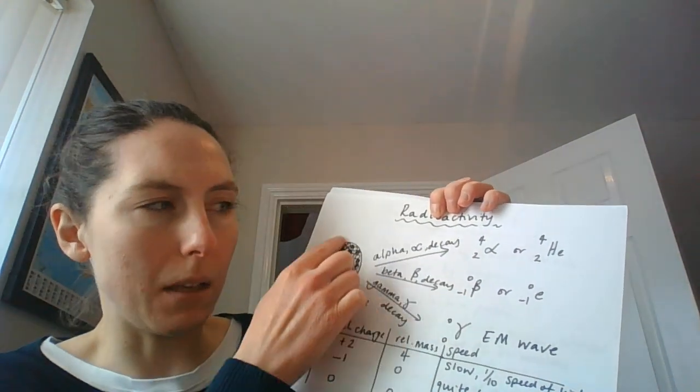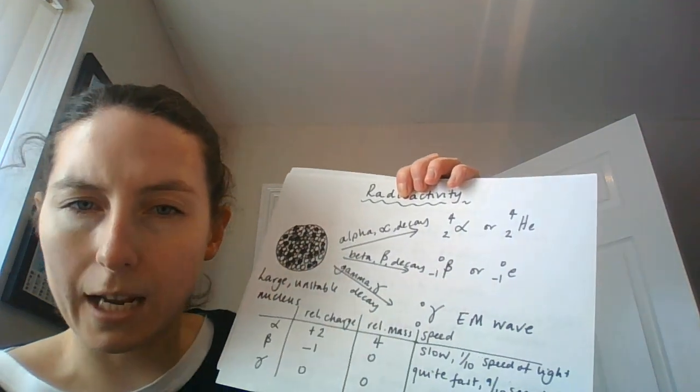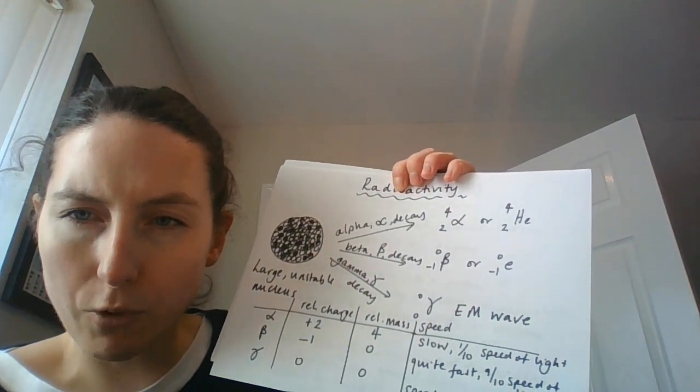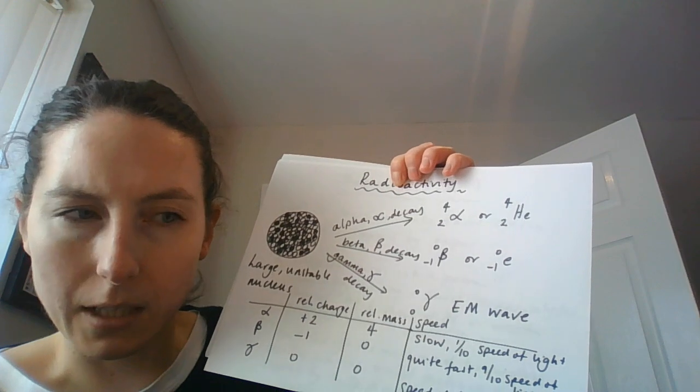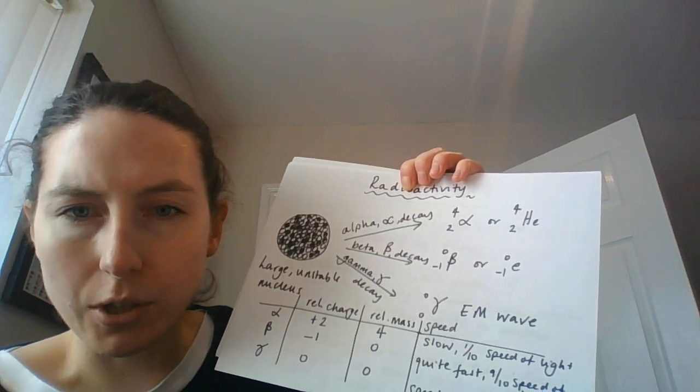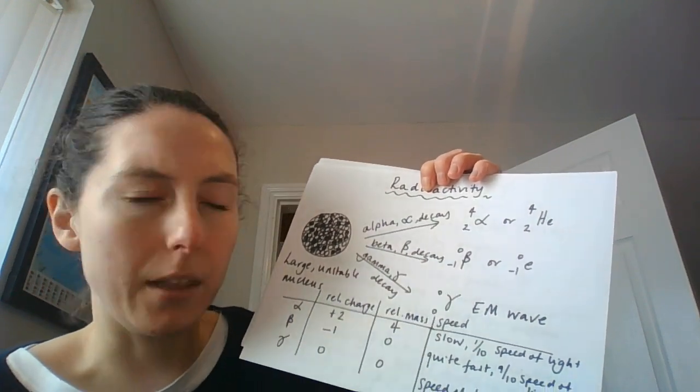Notice in this diagram here, I've not drawn any electrons. If something is radioactive, it is the nucleus that's unstable, and the electrons do not play a part in this process.